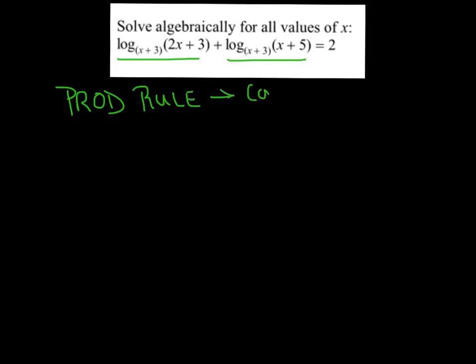As I get ready to attack this logarithmic equation, I'm going to use my product rule in order to condense these two terms together into one logarithmic term. So we're using the product rule, and that's to condense. So here's what's going to happen. I'm going to have one log. The base is still going to be the quantity x plus 3, but what am I taking the log of? It's going to be the product of this term and this term here.